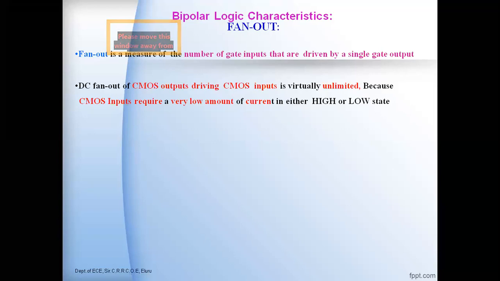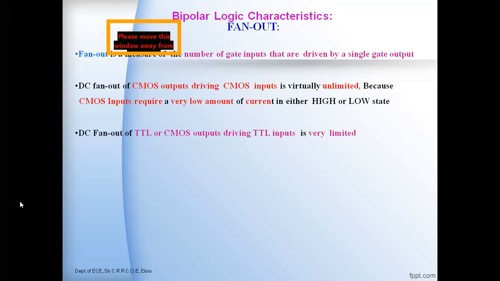So it is because the CMOS inputs require almost no current in either the high or low state. On the other hand, what is the DC fan out of a TTL output driving TTL inputs, or a CMOS output driving TTL inputs? In such cases, the DC fan out is very low, which is a very limited number of gate inputs.